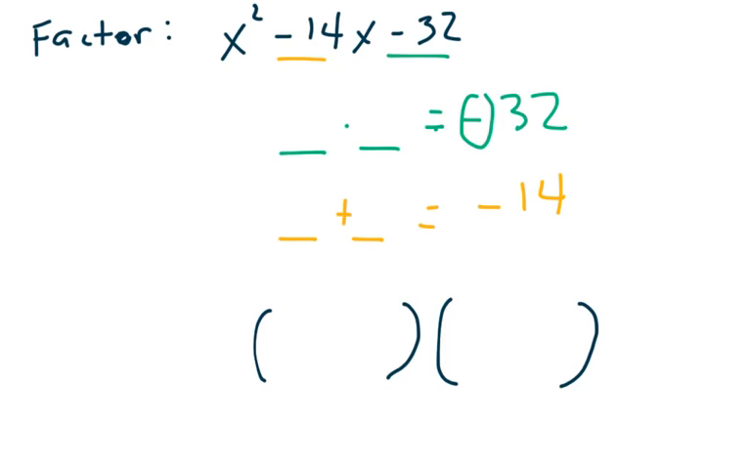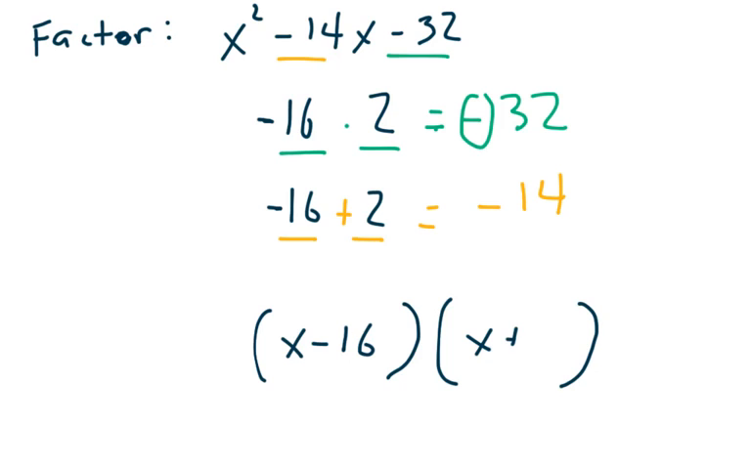8 times 4 is 32, but negative 8 plus 4 would not equal negative 14. 8 plus negative 4 wouldn't equal negative 14. I have to go back and think a little more. Turns out that 16 times 2 is 32, and now I have to figure out if they add up to negative 14. Maybe think to yourself, if it adds up to a negative, the bigger number has to be negative, so it's going to be negative 16 there. And that ends up being our answer: x minus 16 times x plus 2. Now you could write this x plus 2 times x minus 16. That's totally fine. As long as the negative's on the 16, you're all good.